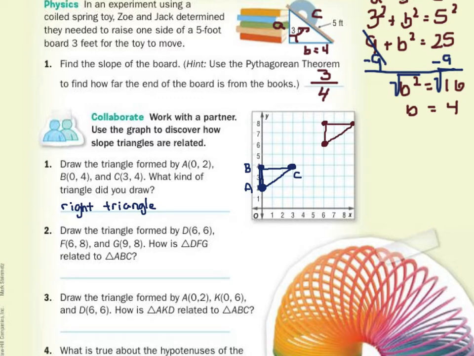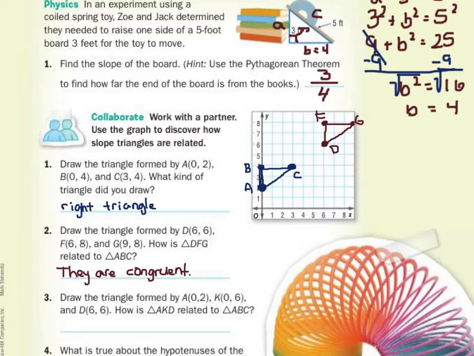And this is D, F, and G. Well, how is triangle DFG related to triangle ABC? They certainly look like these are congruent. So we can write they are congruent.